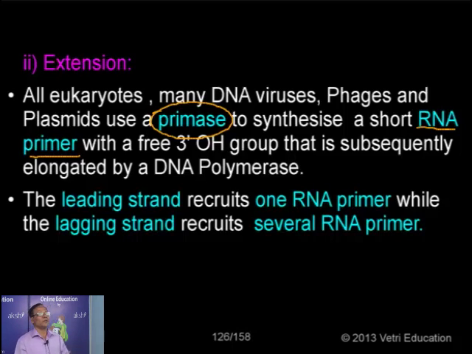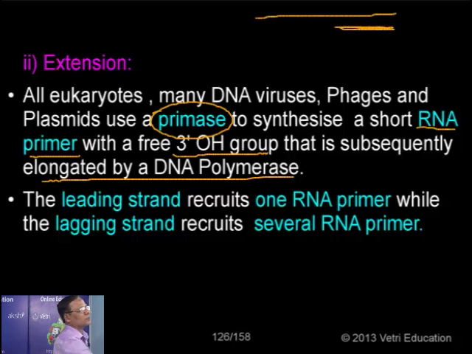Now this RNA primer has a free hydroxyl group at the third carbon atom. To this point, the DNA nucleotides are added by the DNA polymerase so that it is elongated. So we have a small stretch of RNA, and here we have the free hydroxyl group at the third carbon atom. To this only, the DNA nucleotides are added so that the elongation occurs by the enzyme DNA polymerase. We have two different types of polymerase.